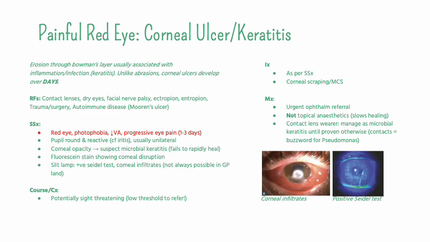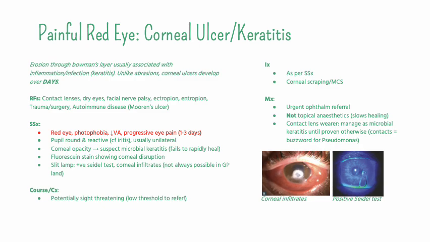The main signs and symptoms are your unilateral red eye, photophobia, reduced visual acuity, and progressive eye pain over 1 to 3 days. The main complication that you need to look out for with corneal ulcers is the loss of vision. The condition itself is potentially sight-threatening, which is why there is a low threshold to refer to an ophthalmologist.